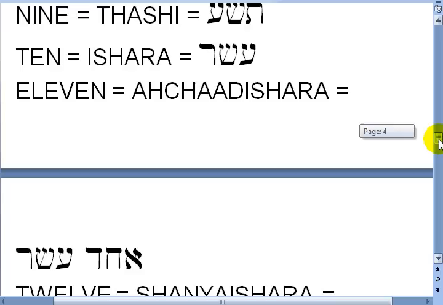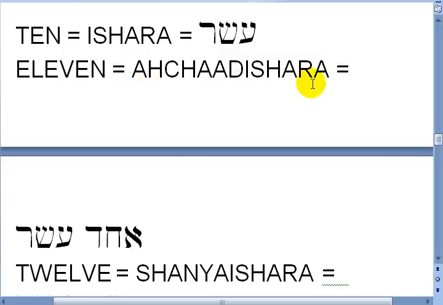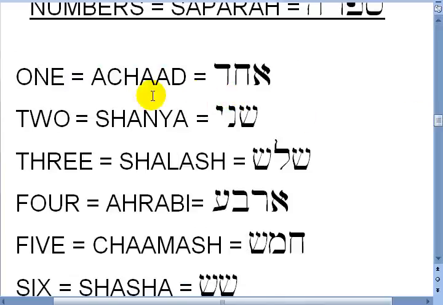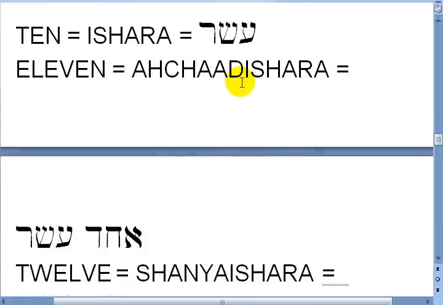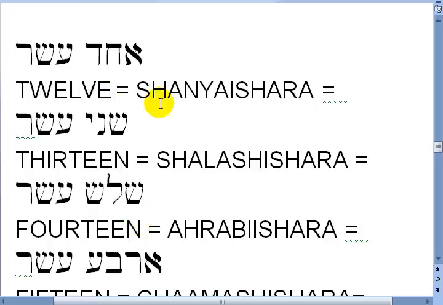Now 11 is basically Akkad Aishara. Akkad, as you see here, is 1. Akkad is 1 and Aishara is 10. So 1 and 10 is what? 11. Akkad Aishara. Now 12, Shanya Aishara. 13, Shalash Aishara. Shalash, which is 3, Aishara is 10, which is 13. 14 is Arabai Aishara.